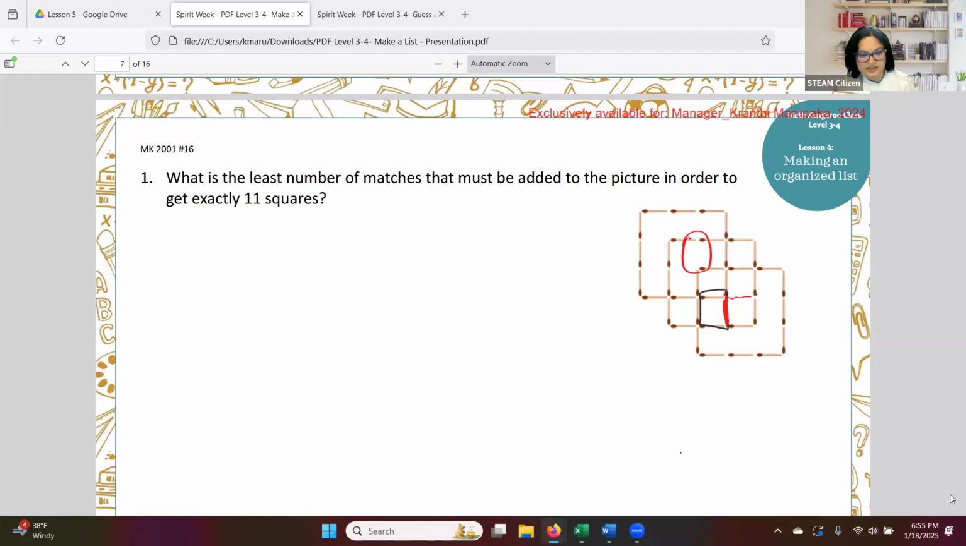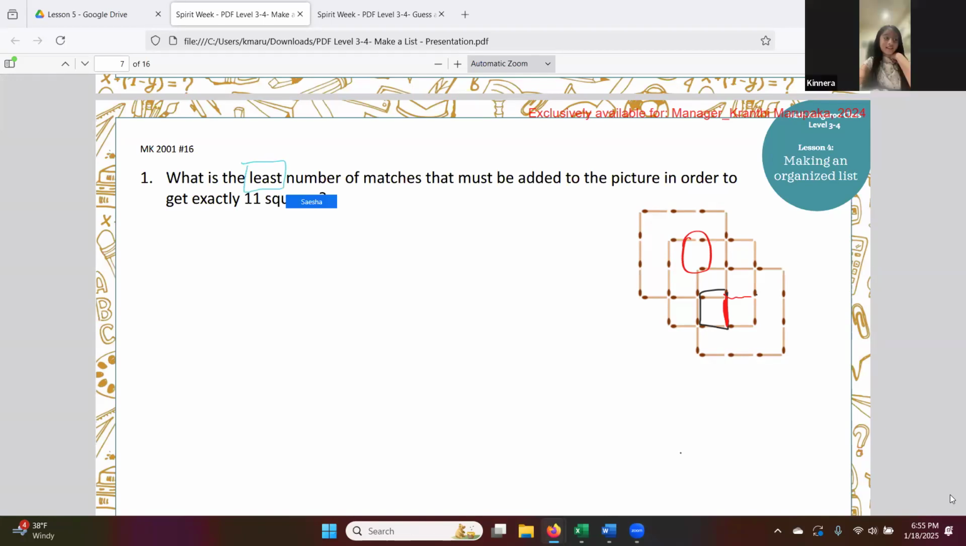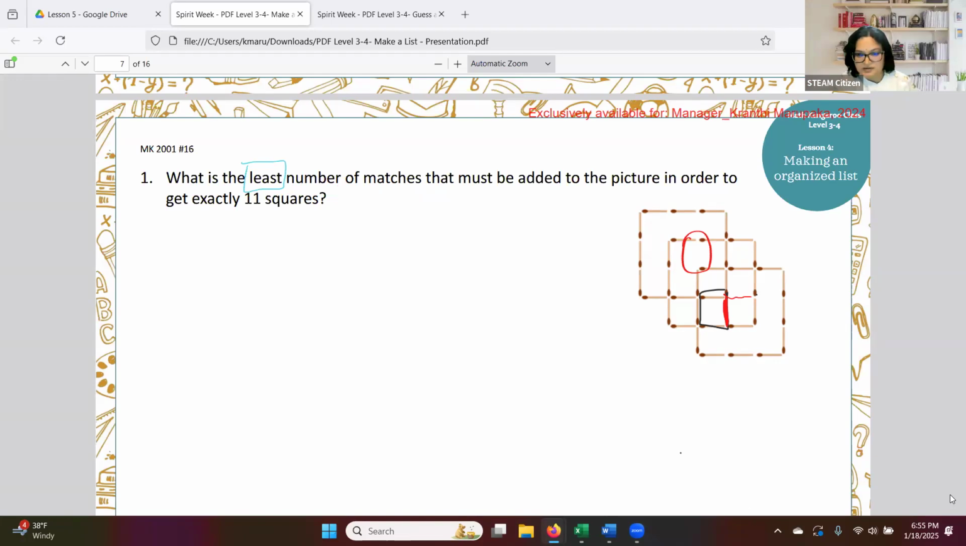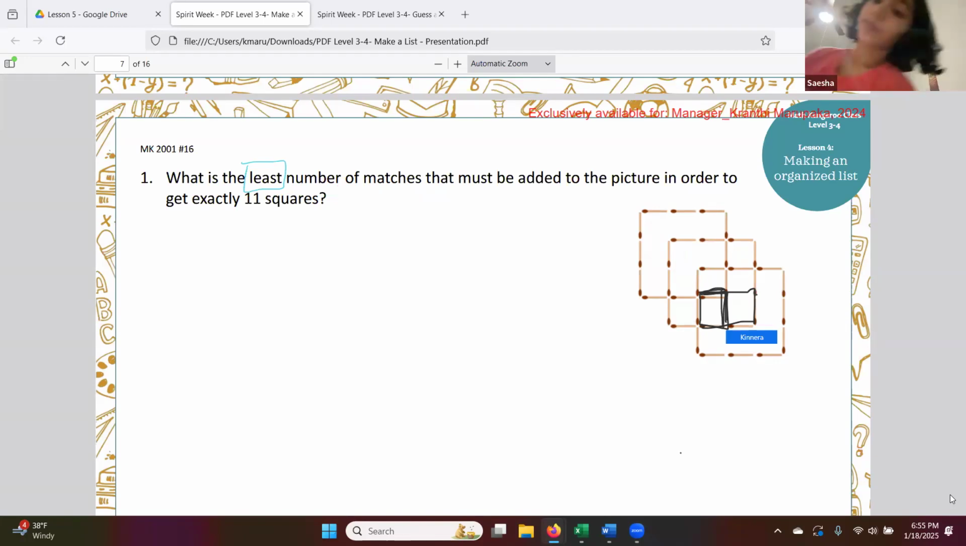I think that the trick is it's saying least number of matches to get 11, right? Yeah. Mm-hmm. Just one second, I'll be right back. Kinnara came 90% there. Shaunak, do you want to take it? Do you want to try?